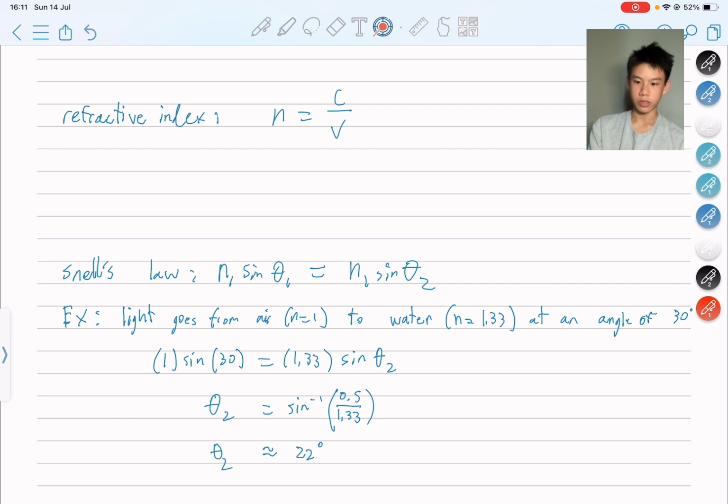An example question is light moving from air to water at an angle of 30 degrees. So n1 would be the refractive index of air, which is 1. n2 will be the refractive index of water, which is 1.33, and the angle of incidence will be 30 degrees. So just plug that into the formula and we can solve for the angle of refraction, which is 22 degrees.